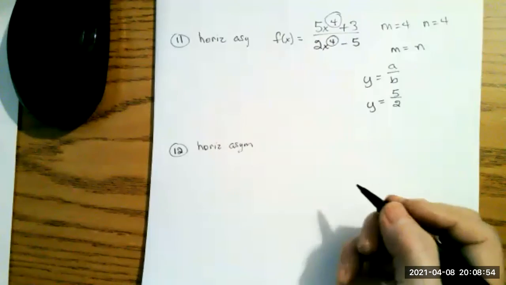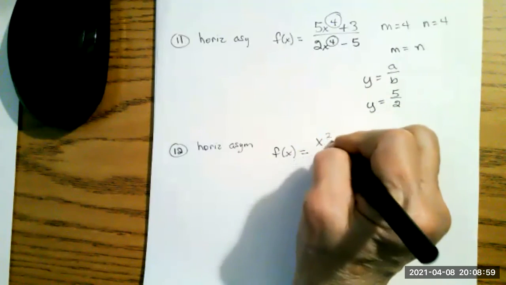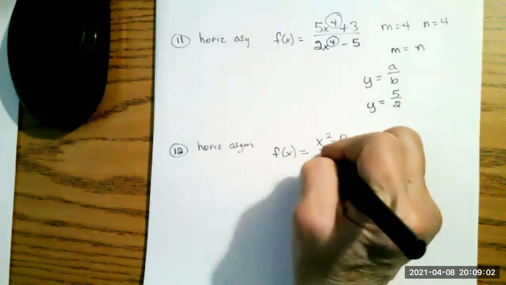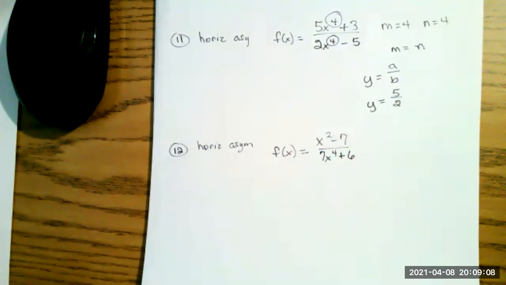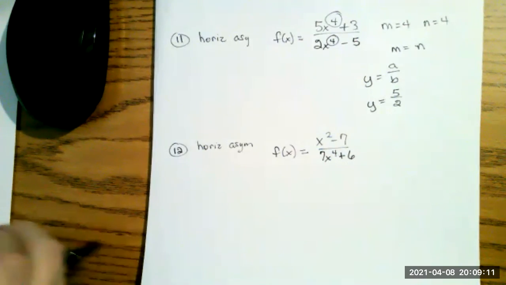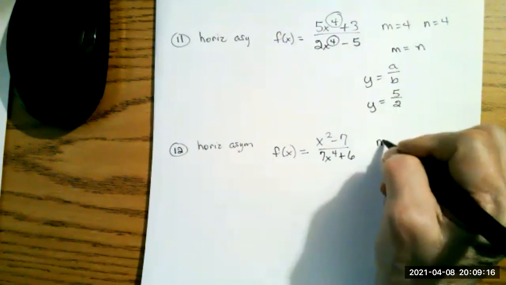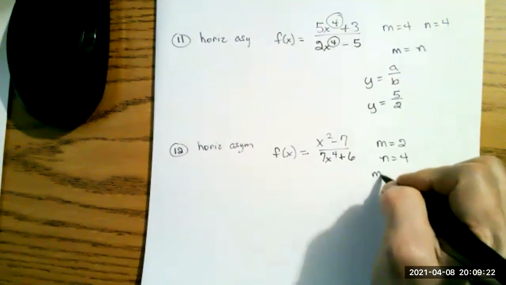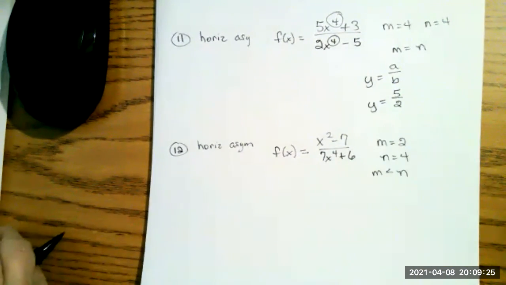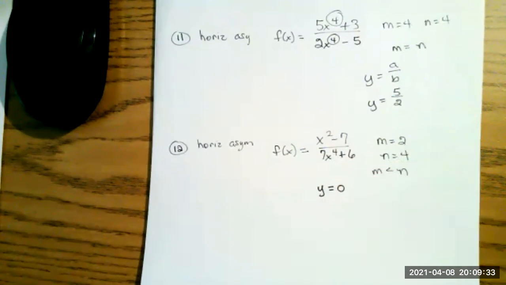Okay. 12 is horizontal asymptote. This one's f of x equals x squared minus 7 over 7x to the 4th plus 6. So the m is 2 and the n is 4. So m is less than n. What do we do when m is less than n? Y equals 0. Yep. That's it.